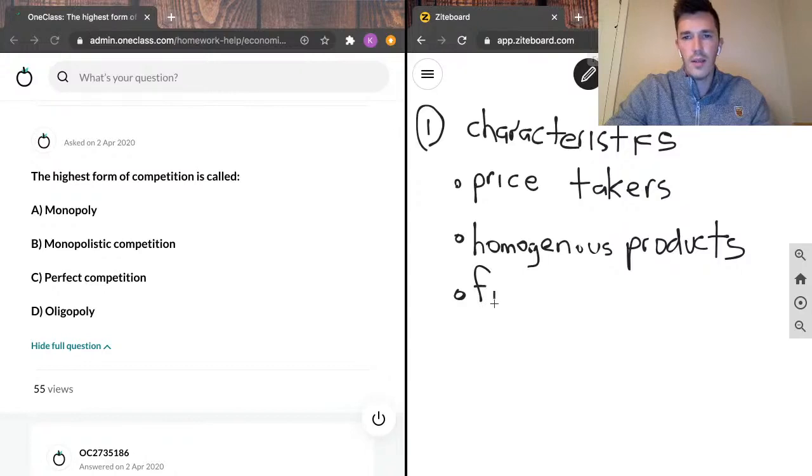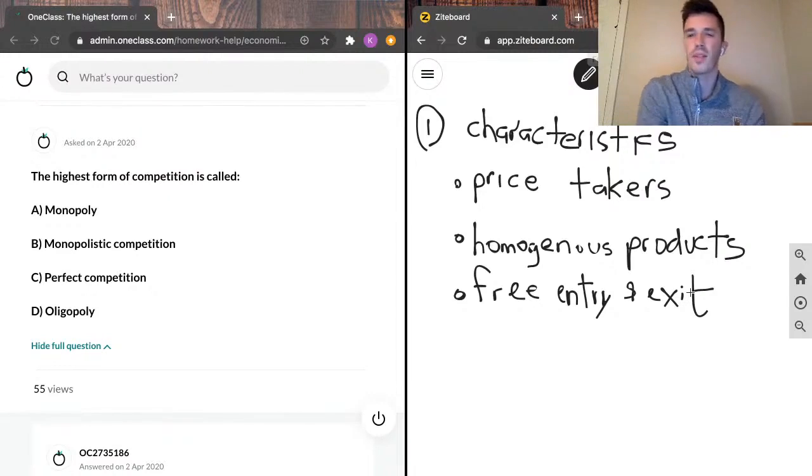Free entry and exit. This is also known as no barriers to entry. That means firms can enter and exit the market freely. Barriers to entry are pretty common in a market structure like a monopoly, where there are some difficulties to entering the industry. In a monopoly, sometimes there's something called a natural monopoly. Perhaps one firm owns something needed to create the product, etc. But in perfect competition, there's just free entry and exit.